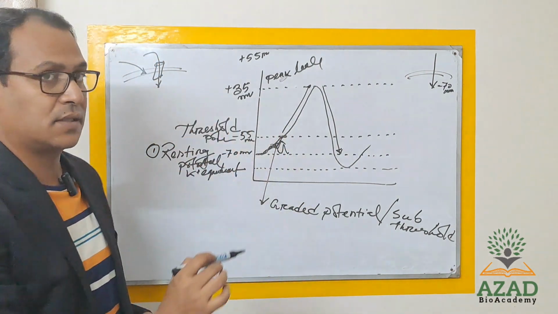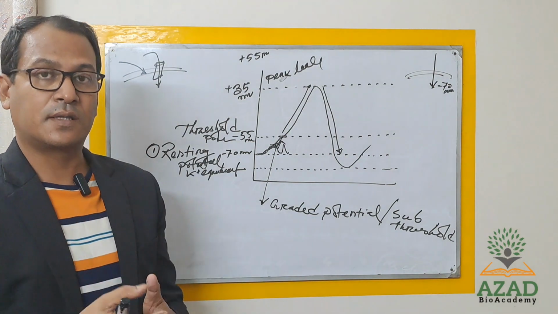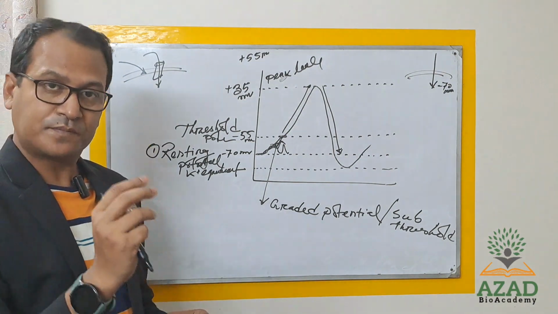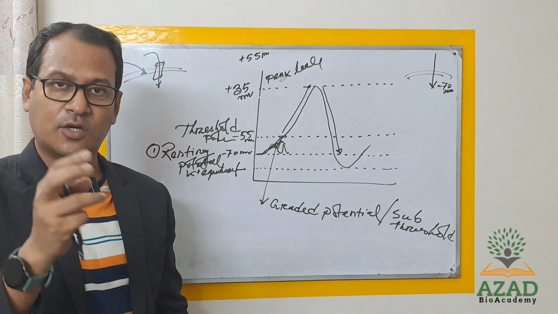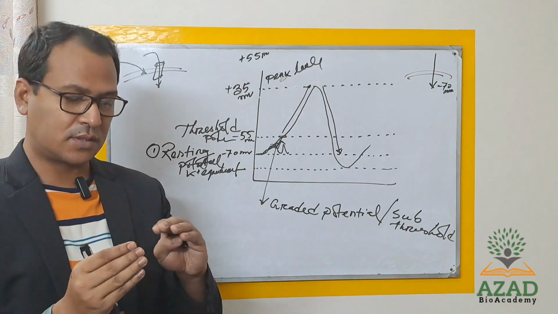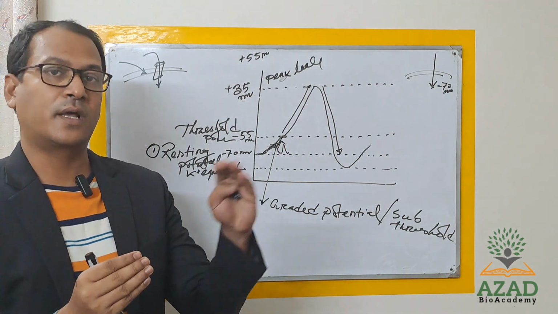This is basically happening by the leak potassium channel. I already said the potassium channel is always open, the leak potassium channel. So through this, some potassium will exit.